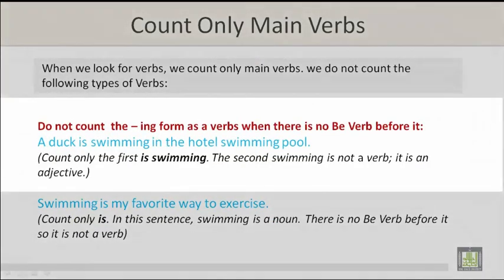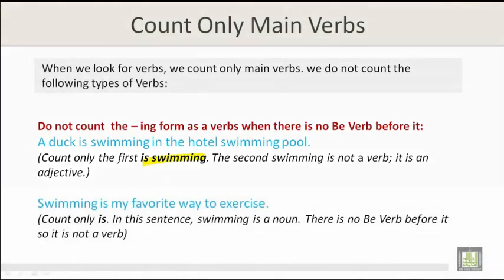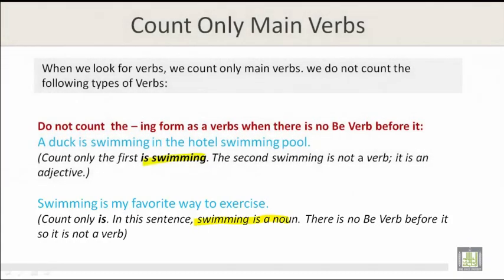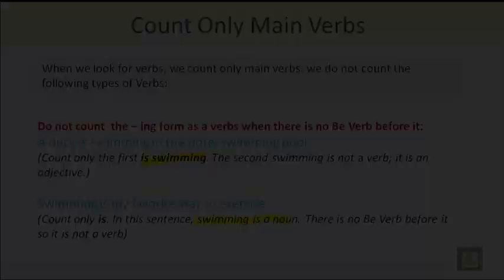Do not count the ing form as a verb when there is no be verb before it. A duck is swimming in the hotel swimming pool. Count only the first, is swimming. The second swimming is not a verb. It is an adjective. Swimming is my favorite way to exercise. Count only is. In this sentence, swimming is a noun. There is no be verb before it, so it is not a verb.